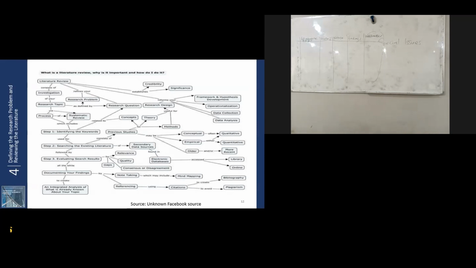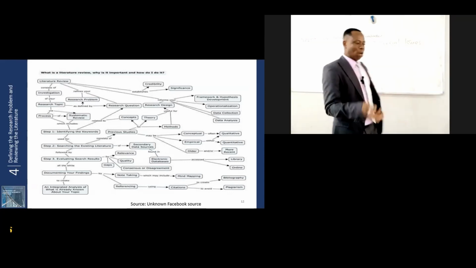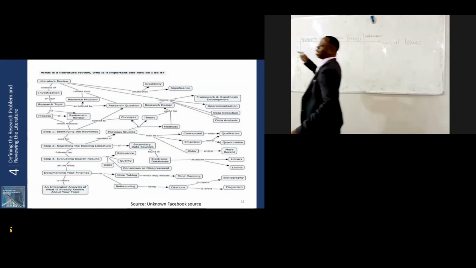Sometimes I know one university, they will say that 70% of your literature should not be more than 5 years old. So it means they are saying that 70% must be current, then 30% can be old. Because they just want you to follow the current trends in the discipline, but not forgetting that there are theoretical roots.